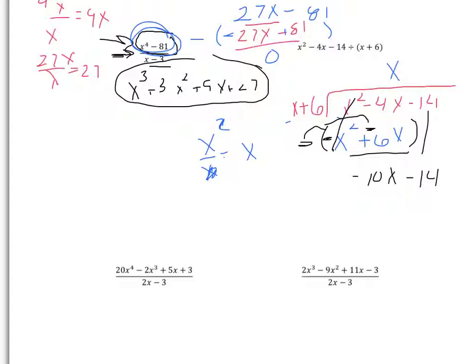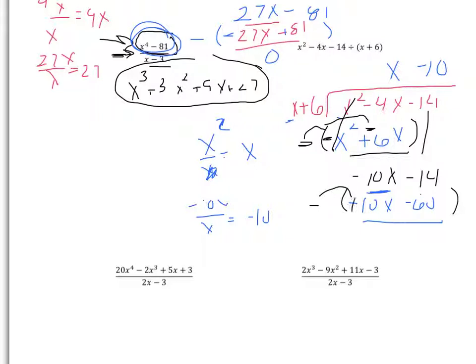So now, once again, we're dividing this first term by this right here. So negative 10x over x is negative 10. So we did our division. Now we multiply. Negative 10x minus 60. Okay, now we subtract. This goes in here, making that positive. This goes in here, making this positive. So these cancel. 60 minus 14 is 46. So our remainder is 46.